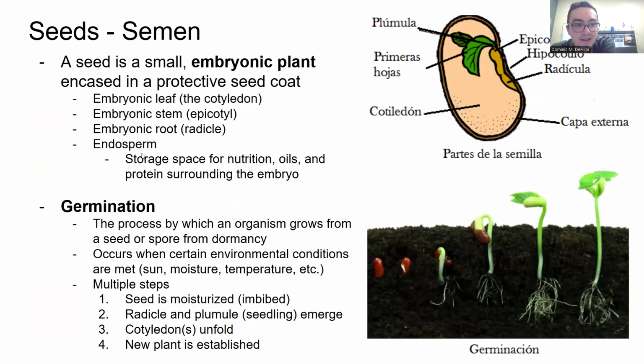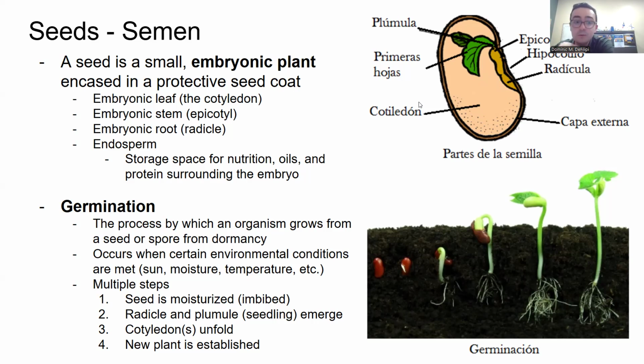We have the embryonic leaf, or the cotyledon. That's down here. The embryonic stem, or the epicotyl, that's down here, this little orangey part. The embryonic root, or the radicle. And we have the endosperm, which is all of this stuff within the seed. That's a storage place for nutrition, for oils, the proteins surrounding the embryo, so it has enough food to grow.